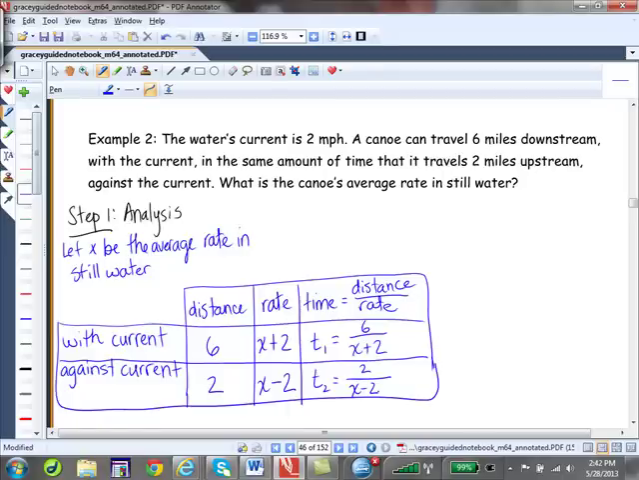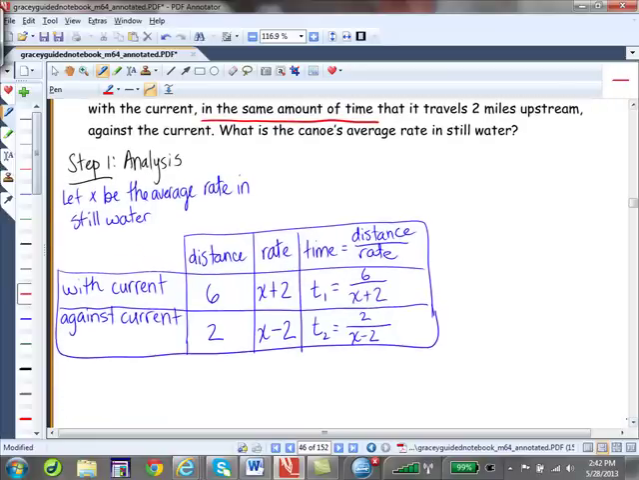Okay, so here we go. Let's talk about time. In this problem, it's saying in the same amount of time. So this is kind of an important statement. In the same amount of time. So the two times are equal to each other. That's what that red statement is saying. So the red statement is basically saying, hey, time 1 equals time 2.